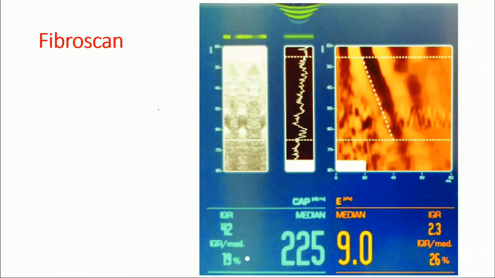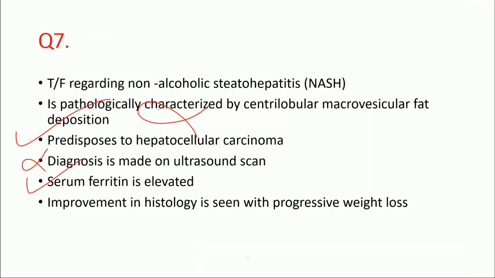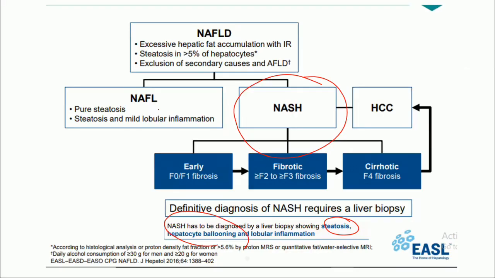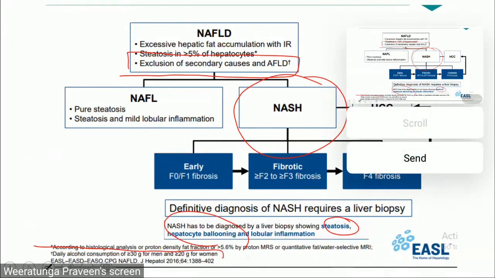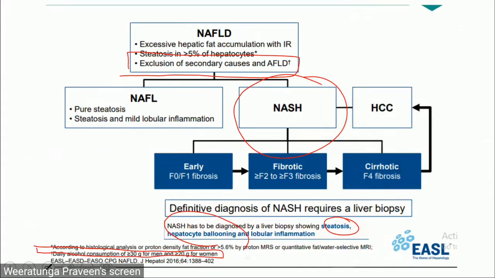Yes, Supun. To diagnose NASH you have to exclude other causes, especially alcohol. In this guideline, you saw the diagnostic criteria: exclusion of secondary causes and alcoholic liver disease. There is a criterion that daily alcohol consumption should be less than 30 grams for men and 20 grams for women. So there are lots of criteria. You have to exclude other causes before you diagnose this. That is important.